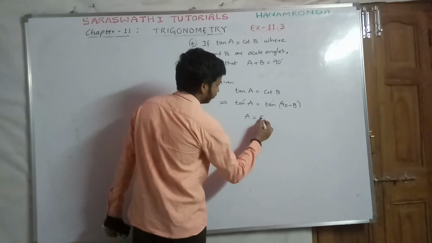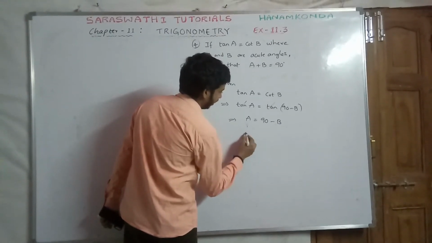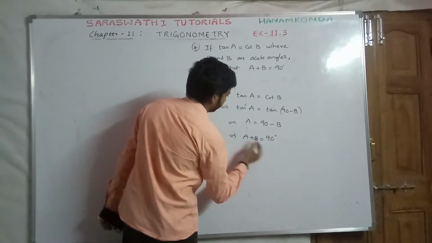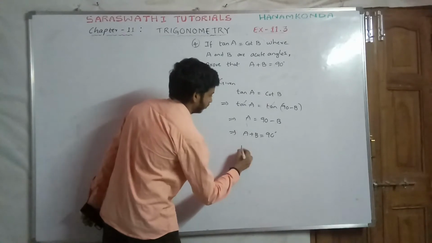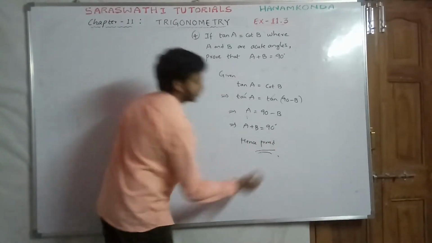That means a equals 90 minus b. Okay, so this minus b comes to the left side and becomes plus b. That means a plus b equals 90 degrees. So therefore a plus b equals 90 degrees. This is the required proof. So hence proved. We shall discuss the next question.